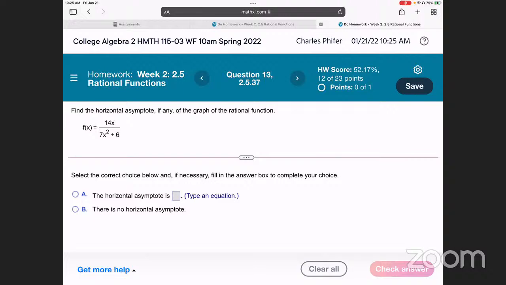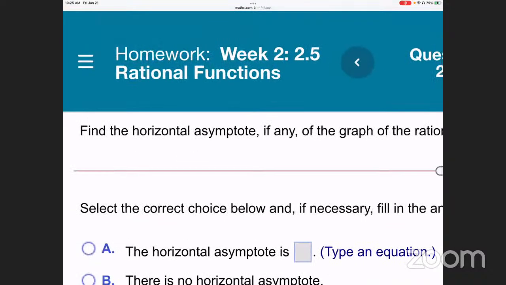So now with this horizontal asymptote, right? There's a three-pronged test that we have to ask ourselves when trying to find the horizontal asymptote, right?